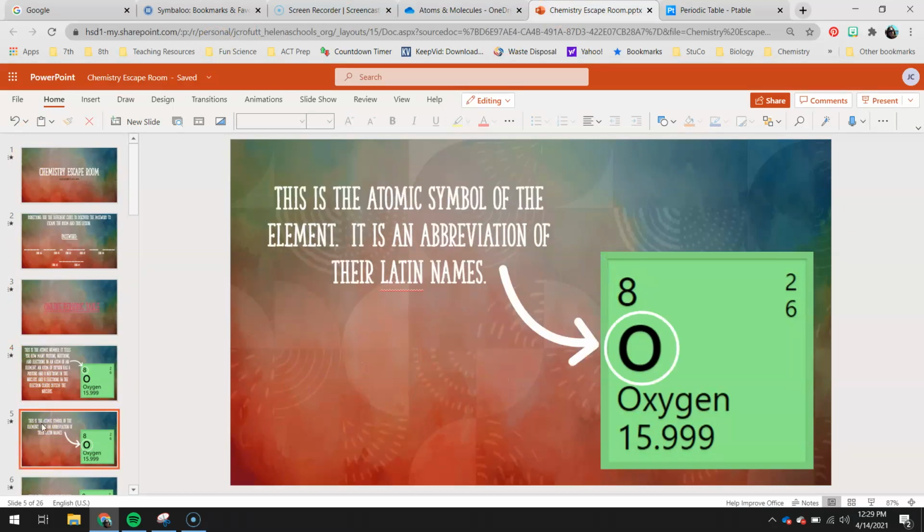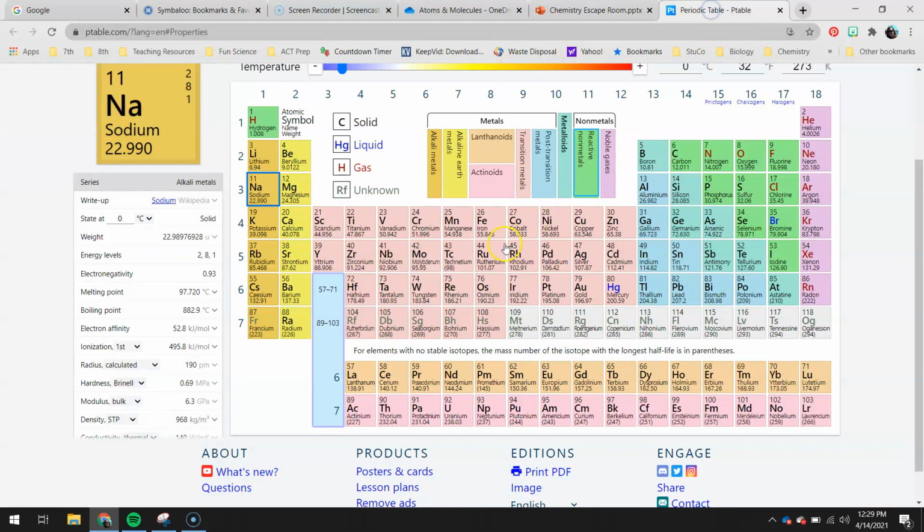All right, slide 5. This is the atomic symbol of the element. It's an abbreviation of their Latin names. So you guys might notice on the periodic table that not all of the elements are like, for instance, oxygen. Oxygen starts with O, so that means the symbol must be O, right? Okay, well first of all, there's more than 26 different elements in this periodic table. There's well over 100 at this point. And you guys will notice that not all of them share the same first letters as the name of the element.